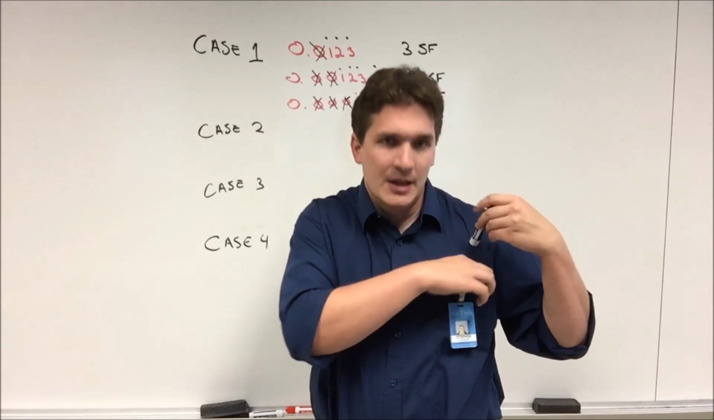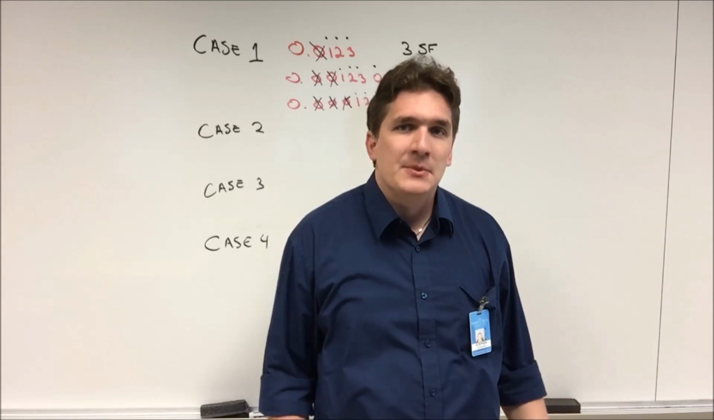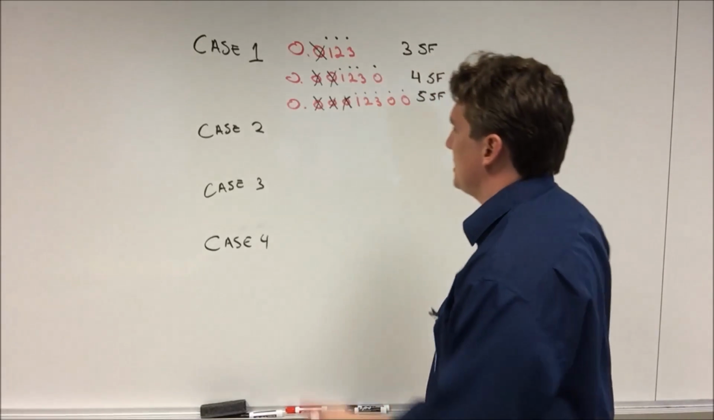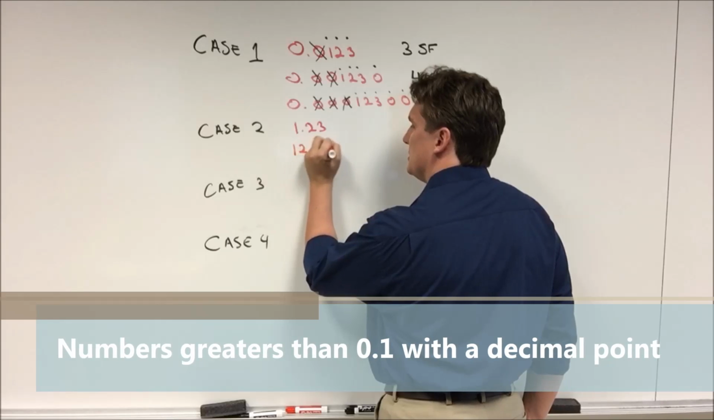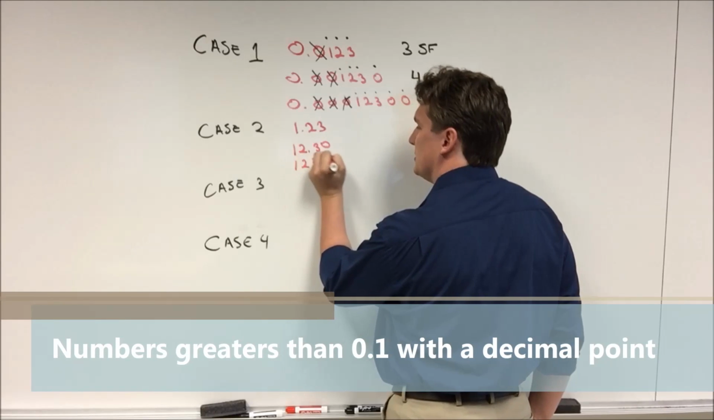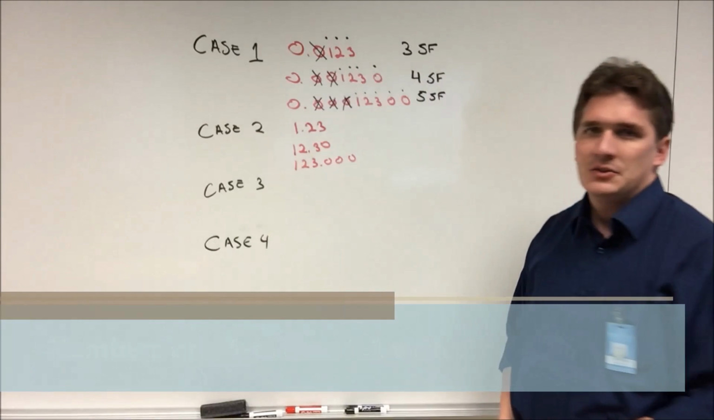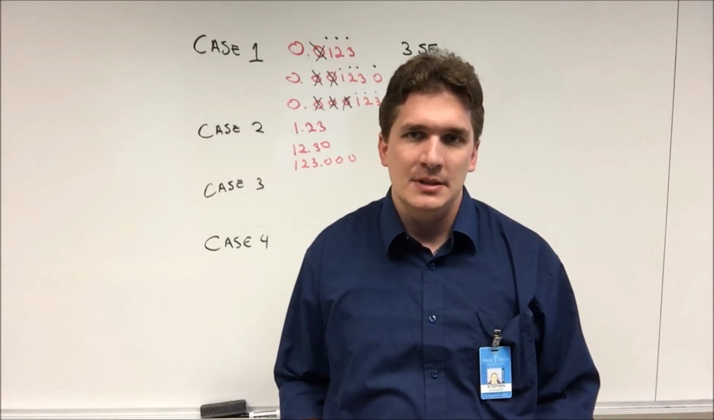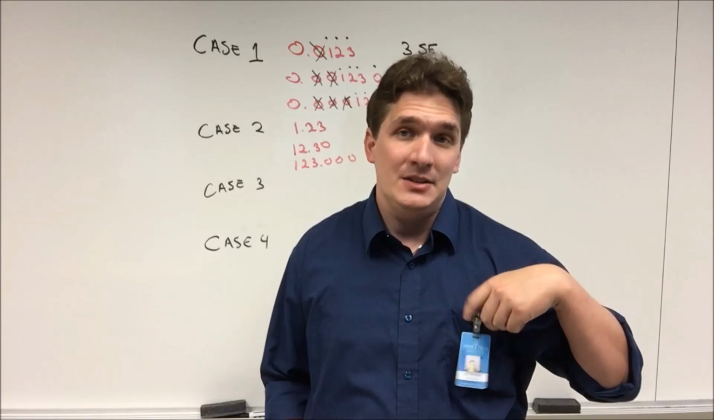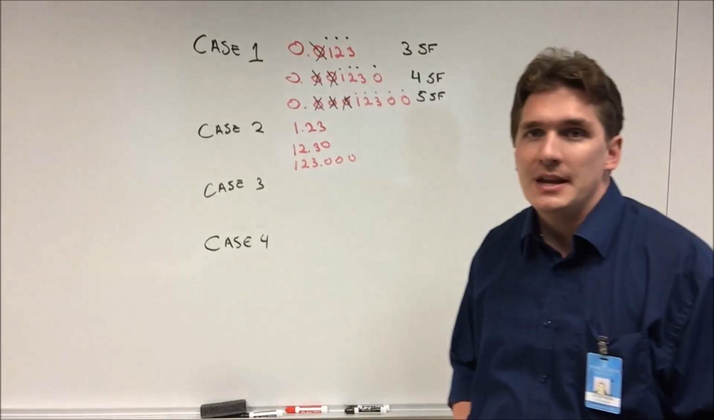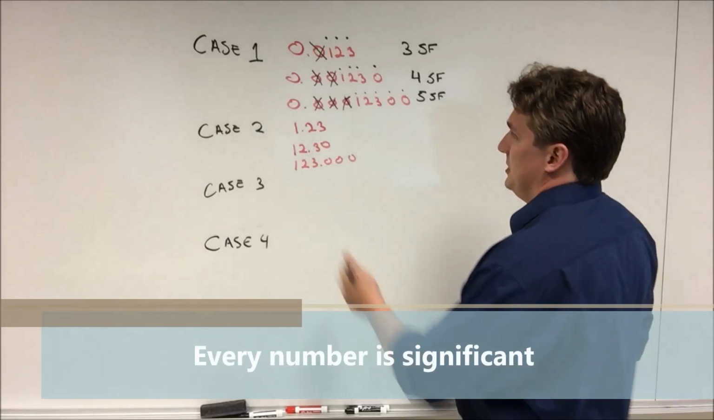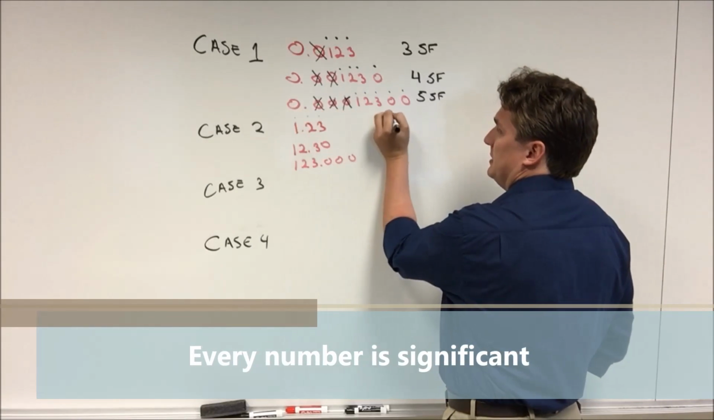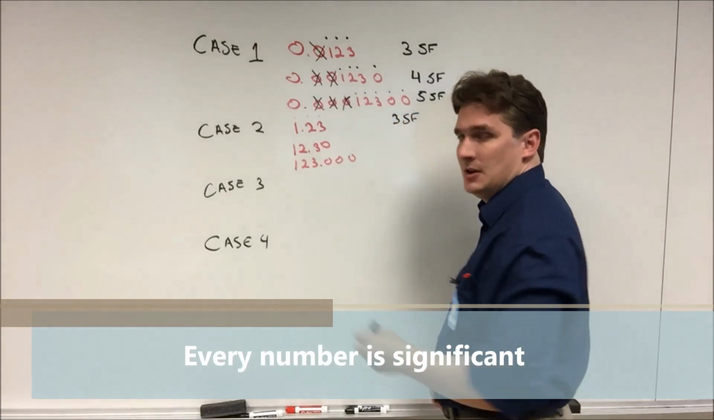Case 2. We have a number with a decimal point, and we have numbers above and below the decimal point. So this would be something like 1.23, 12.30, 123.000. So these are numbers that contain a decimal point, and we don't have any leading zeros. In this case, every number is significant, so we just count the numbers that are there. So we have 1, 2, 3. This is 3 significant figures.